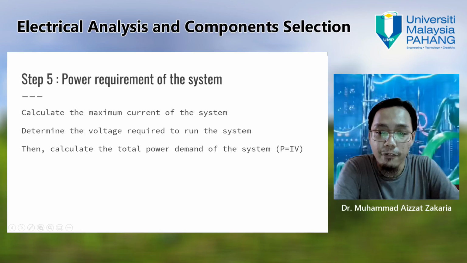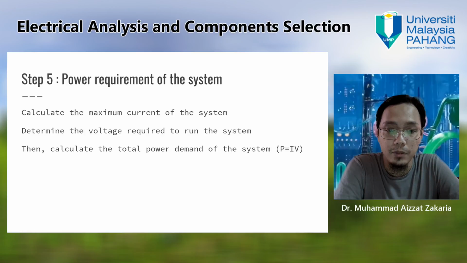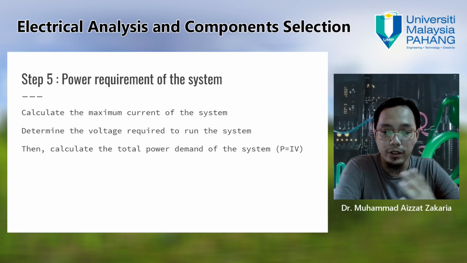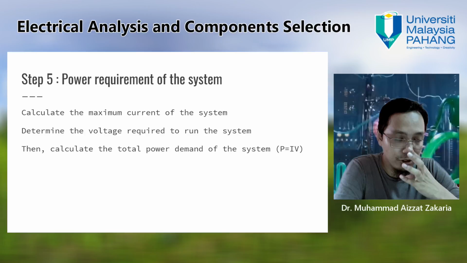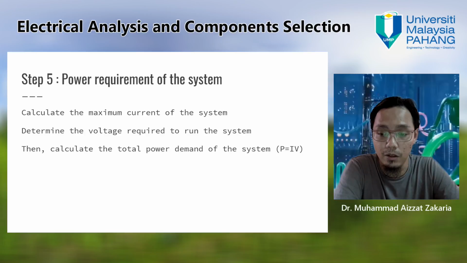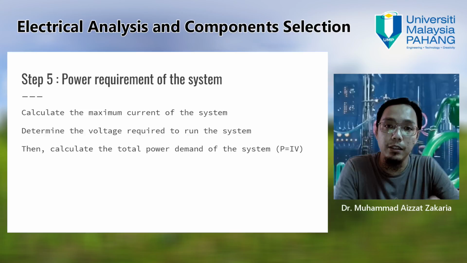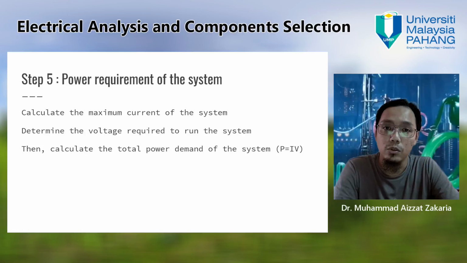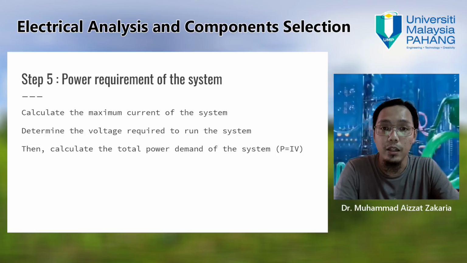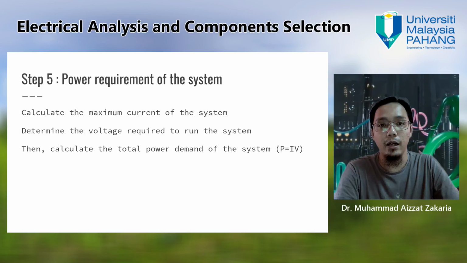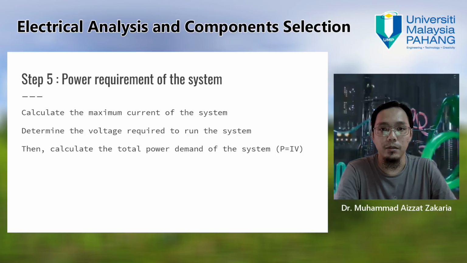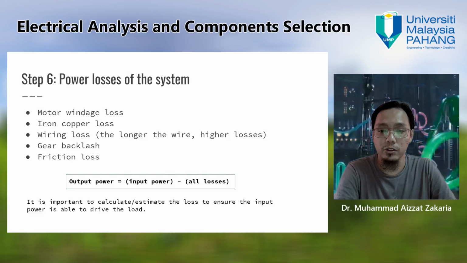Step number 5 is the power requirement of the system. Based on the previous requirement, you have to calculate the maximum current of your system, which we did previously, and determine what kind of voltage value we want to run in our system. We can estimate the total power required by our system using this equation: power is equivalent to current multiplied by voltage.